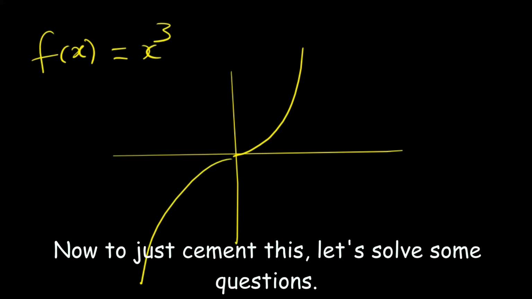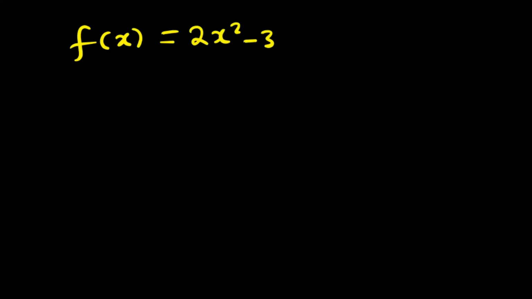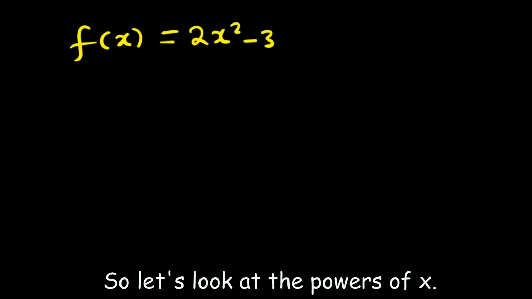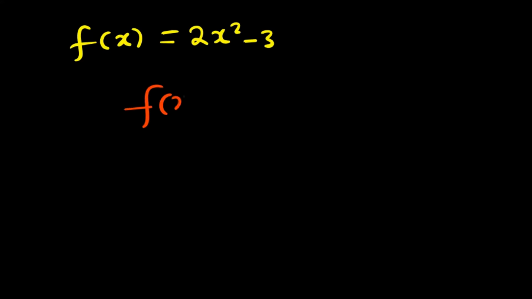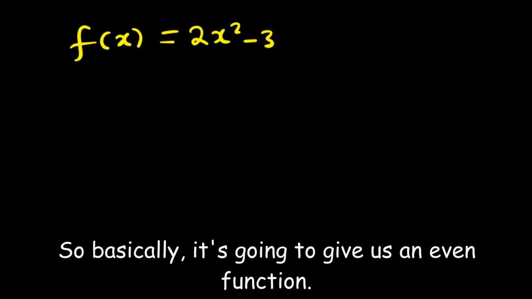Now to just cement this, let's solve some questions. Let's say I've got f of x equal to 2x squared minus 3. Even before you solve, you're able to find whether it's even or odd, but you still need to solve. So let's look at the powers of x. Like we've said, if f of x is equal to x squared, that is an even number, so basically it is going to give us an even function.